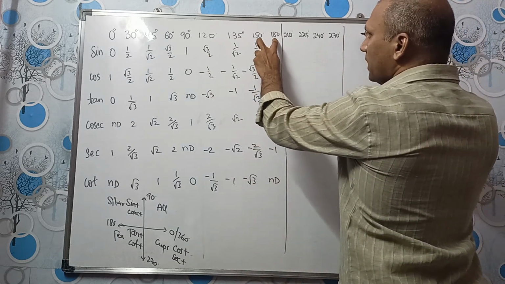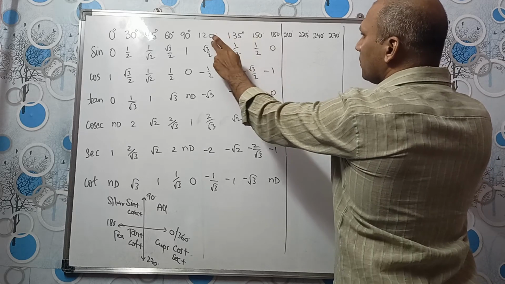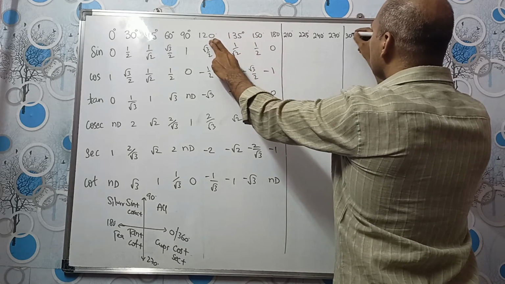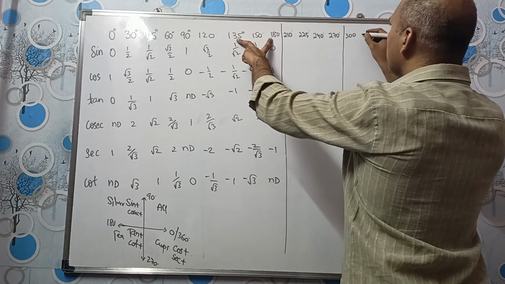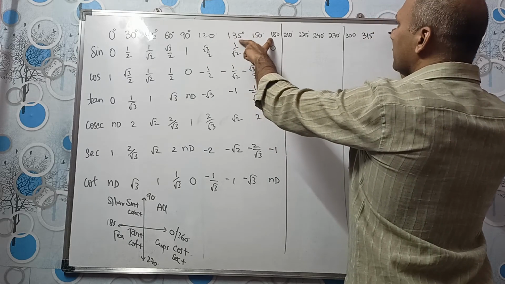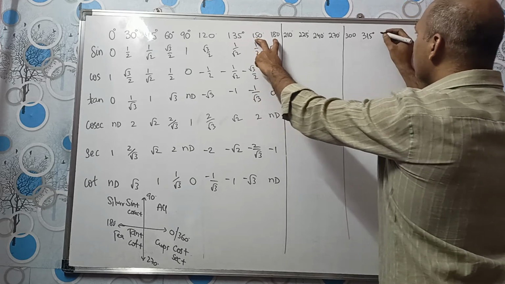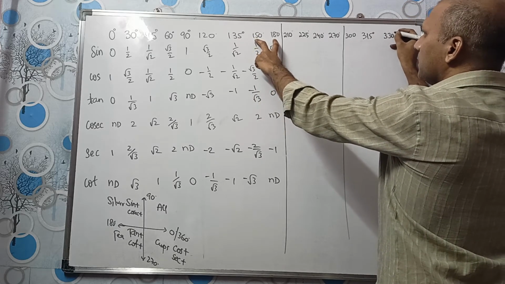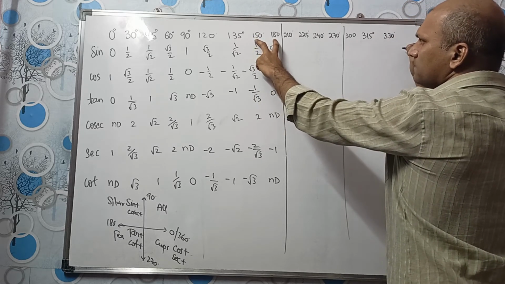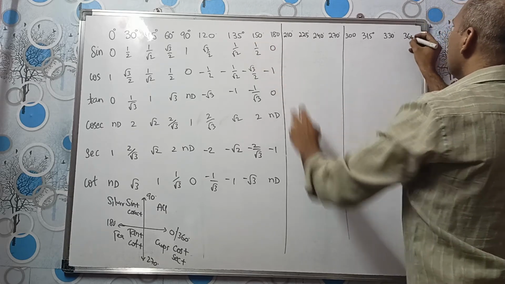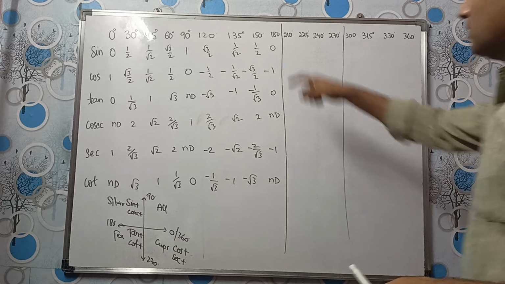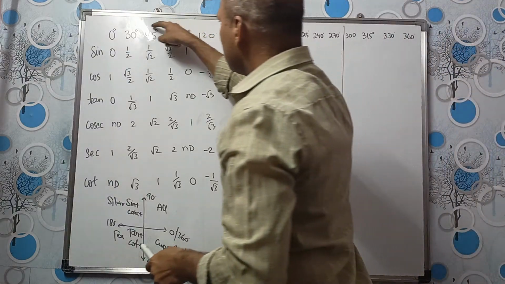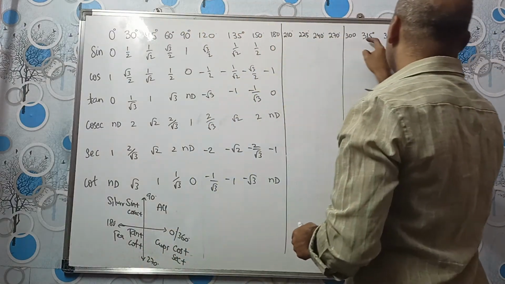Alright. 180 and 120, it is 300. 180 plus 135, 315. 180 plus 150, how much? 330. Yes, 180 plus 180, 360 degrees. Okay.